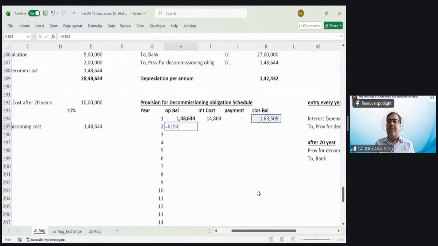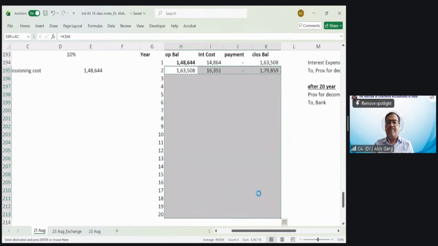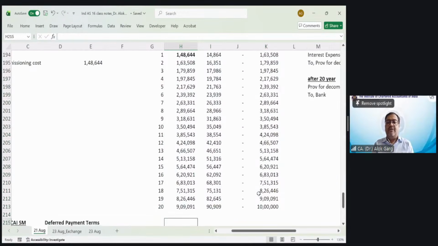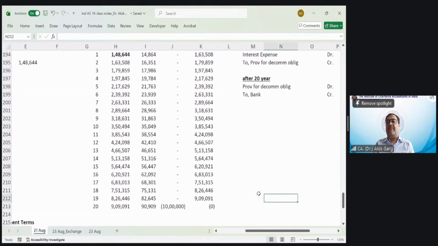This will become the opening balance. You will charge interest of 10%, the finance cost. Payment is 0. Closing is this much. Let me drag this for 20 years. Right? You can see this liability becomes 10 lakh rupees. And for example, you paid 10 lakh rupees at the end of the 20th year, it becomes 0. Your liability will become 0.